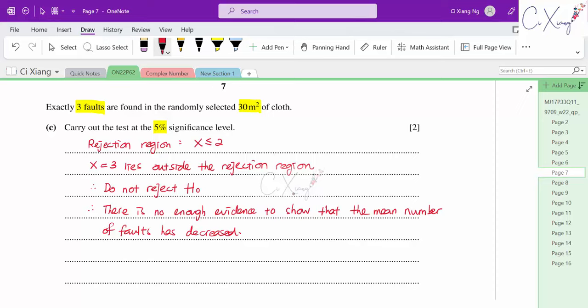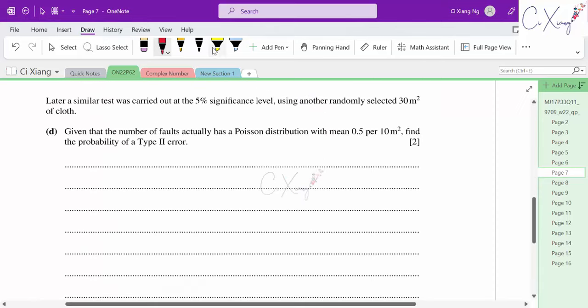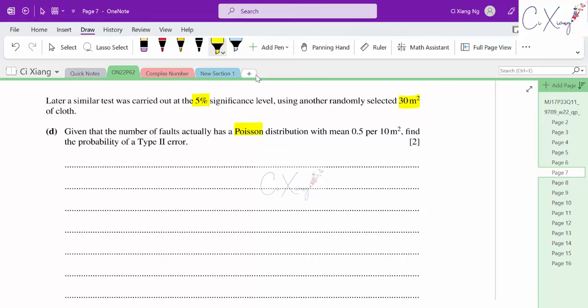Alright, then now let's proceed to part number 4. Later, a similar test was carried out at the 5% significance level using another randomly selected 30 meter square of growth. So given that the number of faults again has Poisson distribution, now we are having a new mean. The mean is 0.5 for 10 meter square. Find the probability of a type 2 error. So again, before we can calculate the probability of type 2 error, let's have a look at the definition for type 2 error.